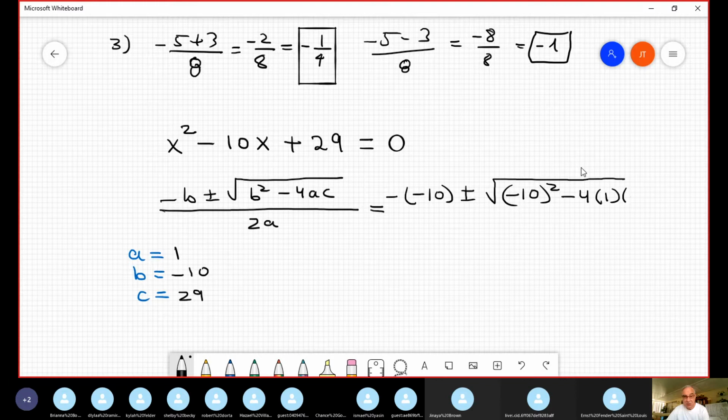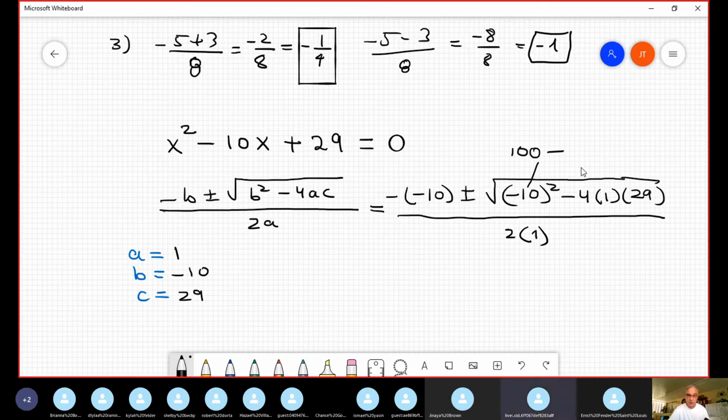a is 1, c is 29, divided by 2 times a, which is just 2. So we compute the expression inside. This is negative 10 squared, 100. Then 29 times 4, I put it in my calculator, is 116. Exactly, very well.